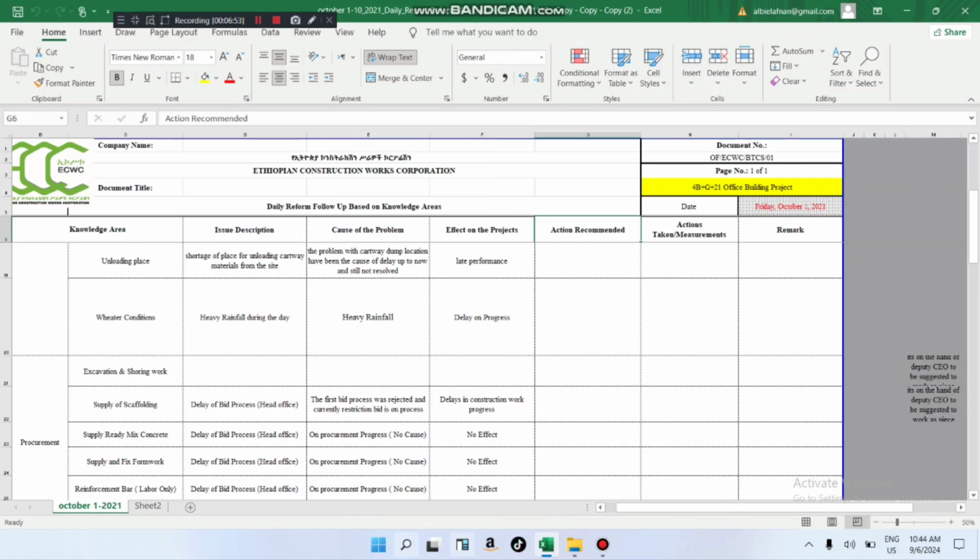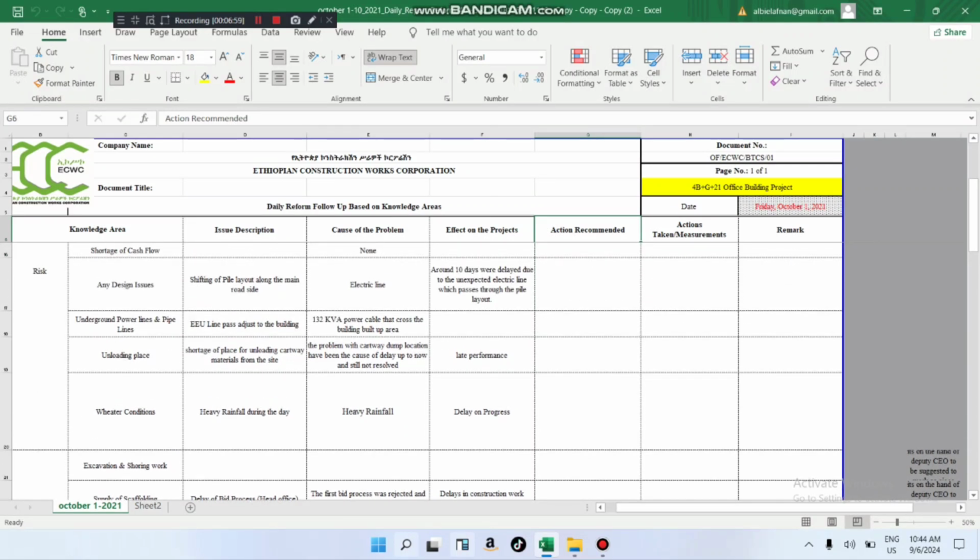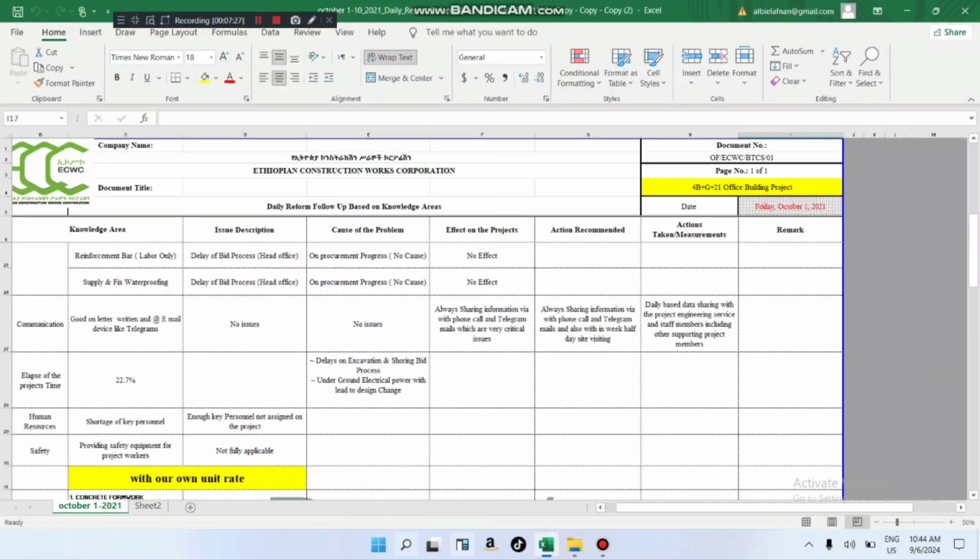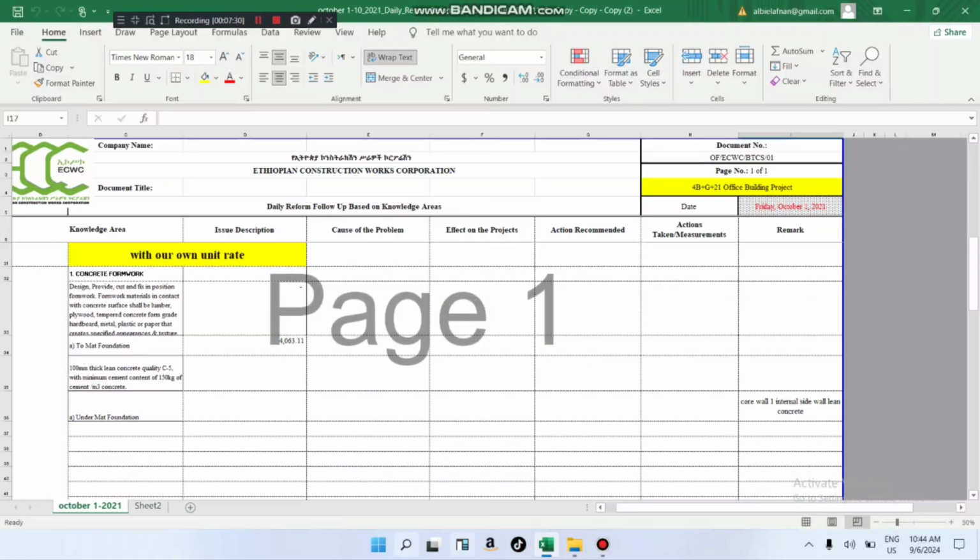You will write in the recommended action to supply and fix the electrical line, and then to ask for an extension of time. Taking measurements ready for the wall, approving the wall. They started solving the problem. And then in the remark, if there is any additional information you need, you add it. It's a very nice report, clear on everything.